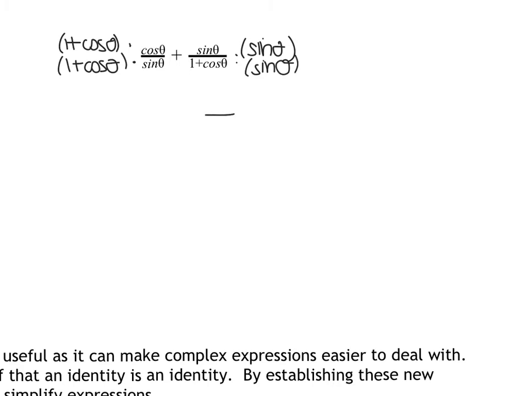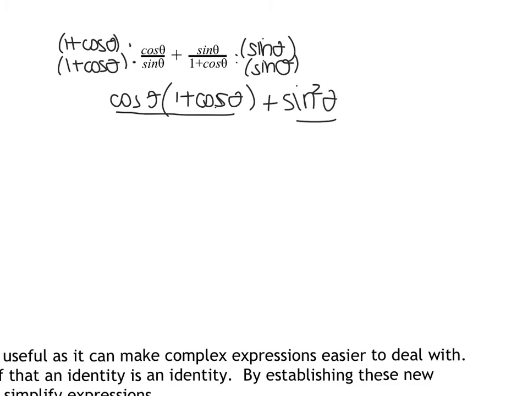So the numerator of our new fraction is going to be cosine of theta times 1 plus cosine of theta plus sine of theta times sine of theta, which is sine squared of theta, all over sine of theta times 1 plus cosine of theta. It doesn't make any sense to distribute into our denominator in case something ends up simplifying further down the road.